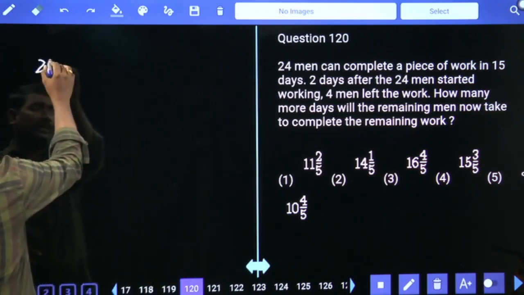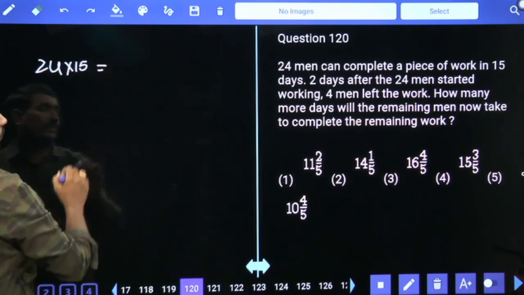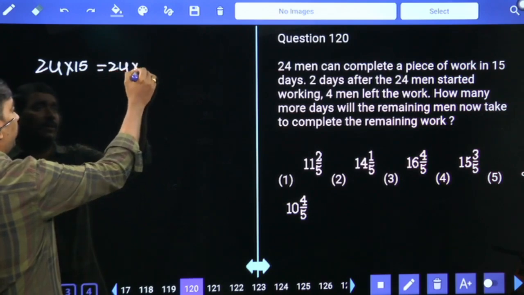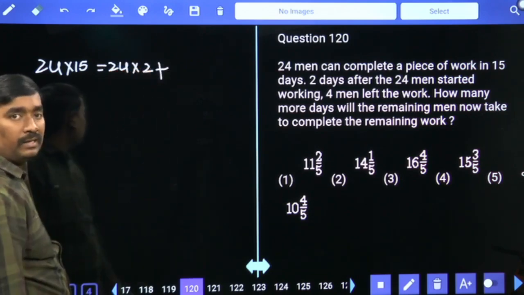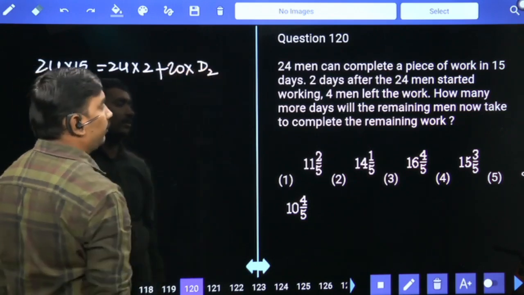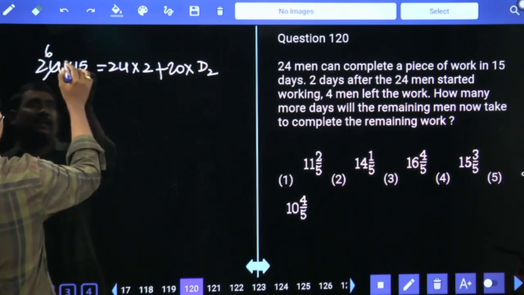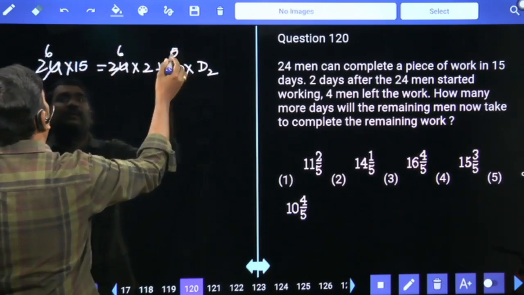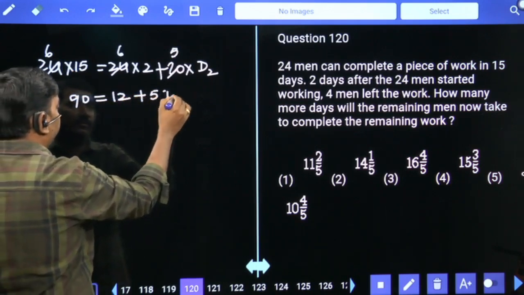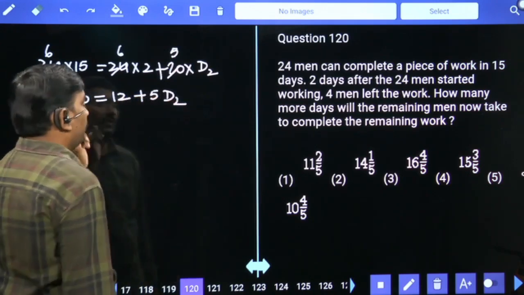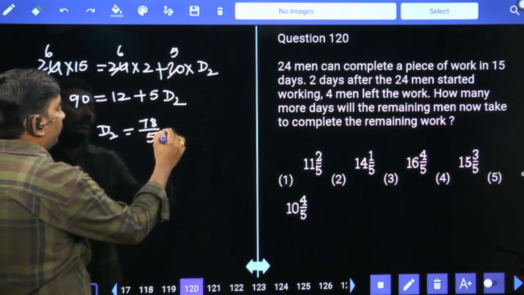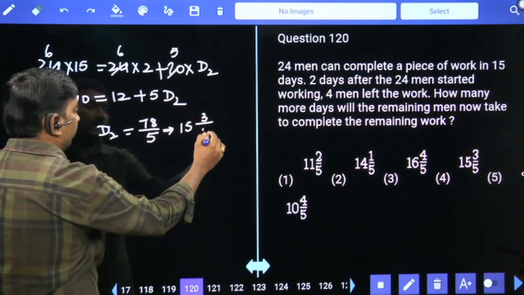24 men can complete a piece of work in 15 days. All 24 men started working. After 2 days, 4 men left. Out of 24 men, 4 men left, means remaining 20 men can do the remaining work in how many days? 24 times 15 is 360, which is equal to 24 times 2 plus 20 times d2. 90 minus 12 means 78. d2 is equal to 78 by 5, which is 15 3/5 days.